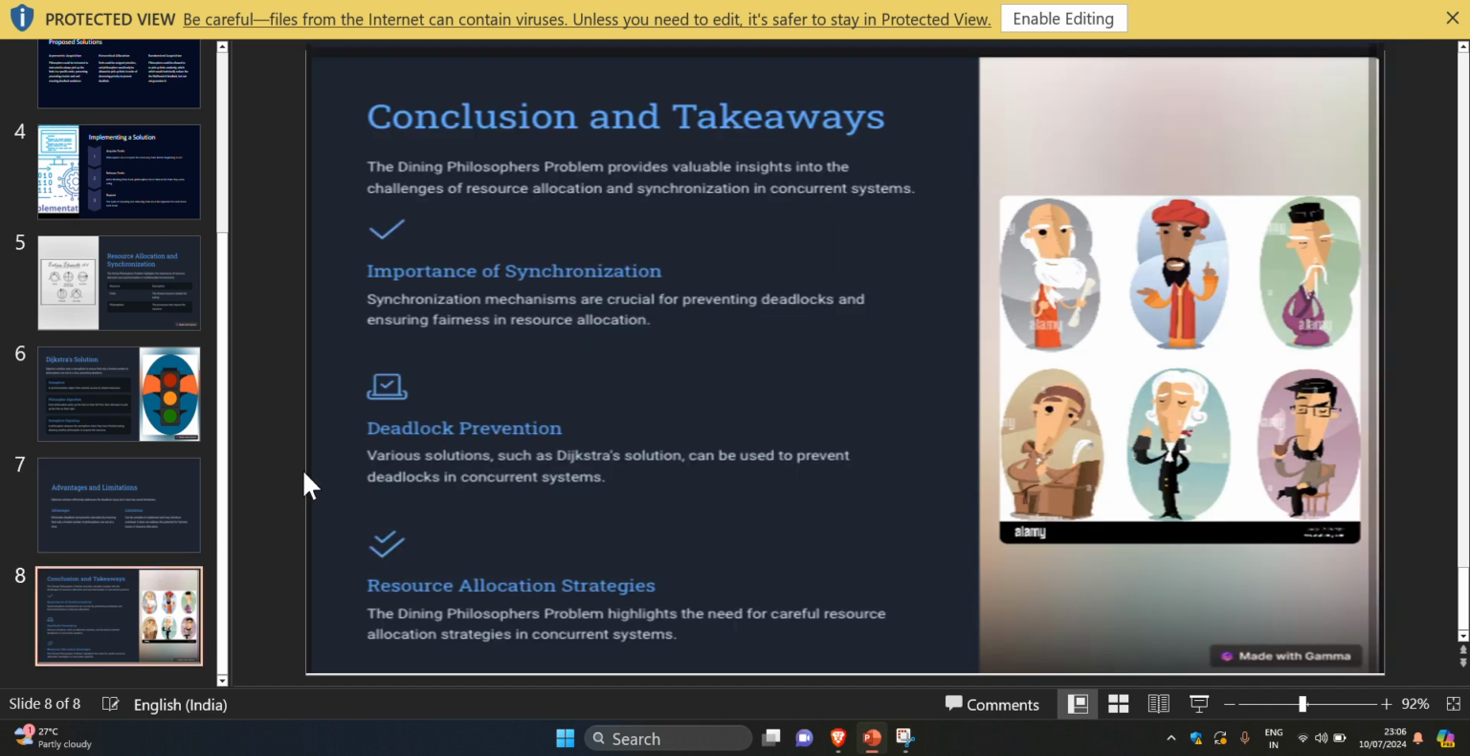Conclusion and takeaways. The dining philosophers problem provides valuable insights into the challenges of resource allocation and synchronization in concurrent systems. Importance of synchronization: synchronization mechanisms are crucial for preventing deadlock and ensuring fairness in resource allocation. Deadlock prevention: various solutions such as the semaphore solution can be used to prevent deadlock in concurrent systems. The dining philosophers problem highlights the need for careful resource allocation strategies in concurrent systems.